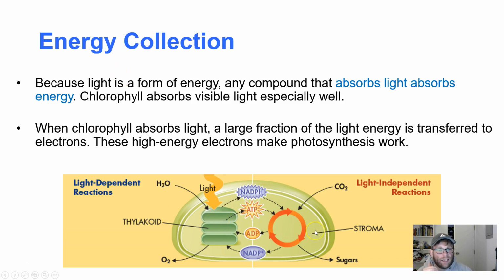Okay, so because light energy is what we're absorbing, right? Any compound that absorbs light, these pigments, are going to be existing inside the thylakoid. So chlorophyll will absorb the visible light spectrum very well, right? Except for green, right? It reflects that back. And then the rest of that energy gets converted into these energy carrier molecules as well as ATP. So photosynthesis does produce adenosine triphosphate as part of the process. Okay. So when chlorophyll absorbs light, a large fraction of that light energy is actually transferred to electrons. Okay. And so when we transfer that energy to these electrons, right, this is the process of actually making photosynthesis work.